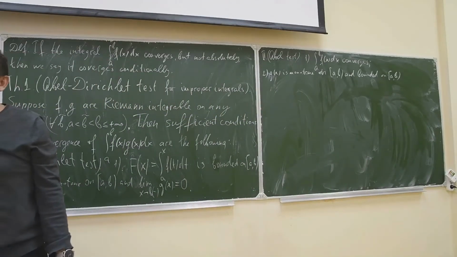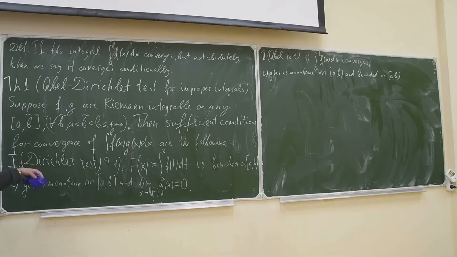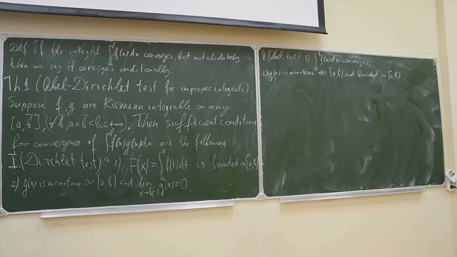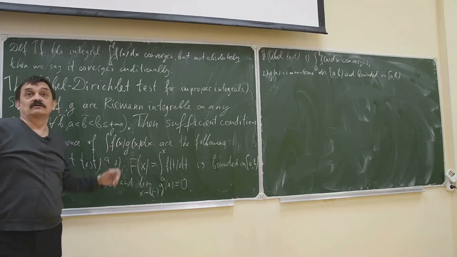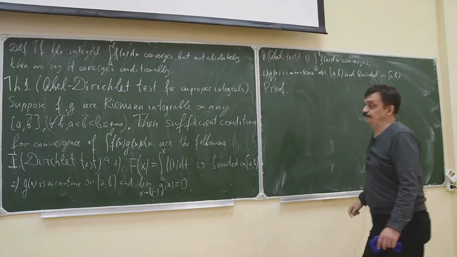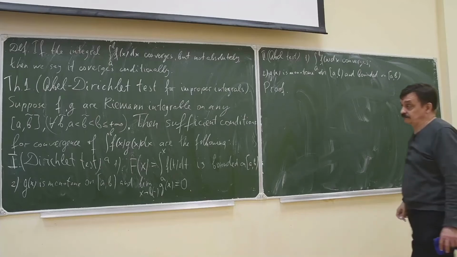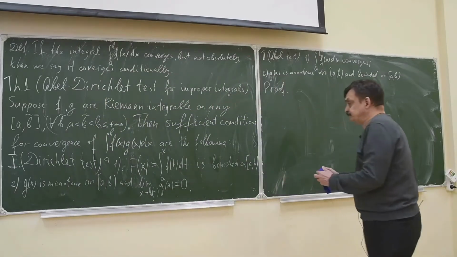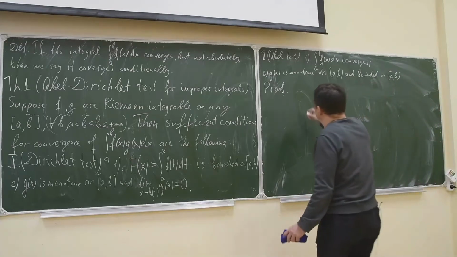So once again, how to understand that couple of sufficient conditions? Either this pair of suppositions is supposed to be satisfied, or another pair of suppositions, and both of those pairs imply the convergence of this integral. And the proof is quite analogous for both. So for the proof, we'll proceed by the Cauchy criterion.